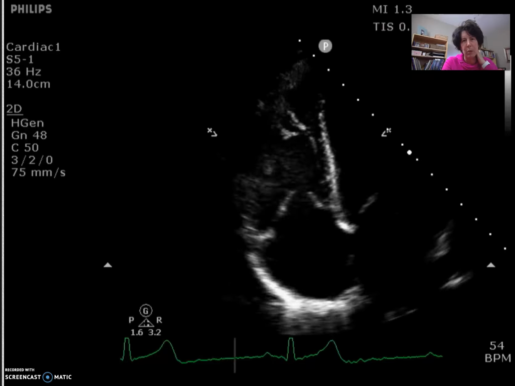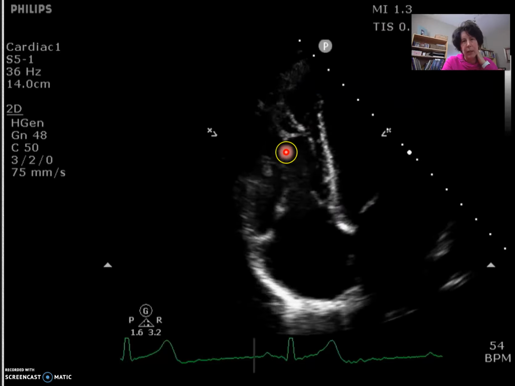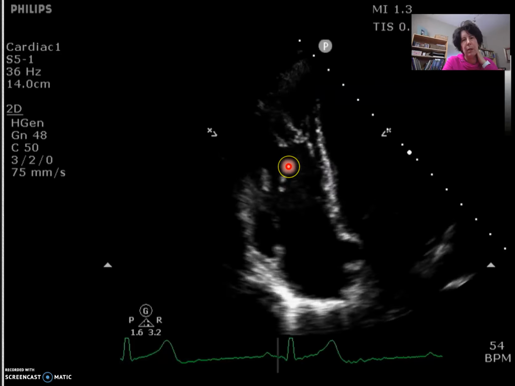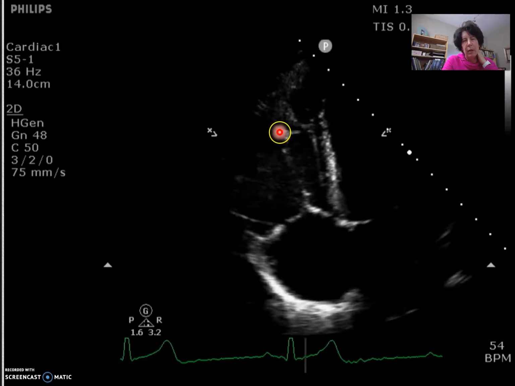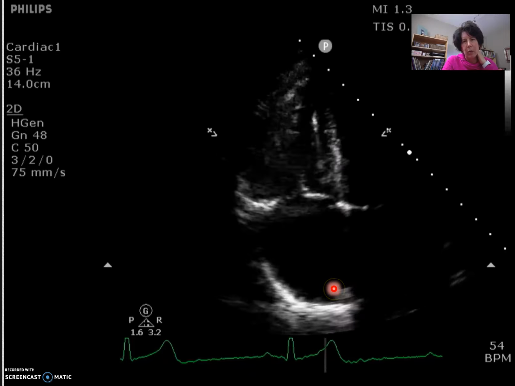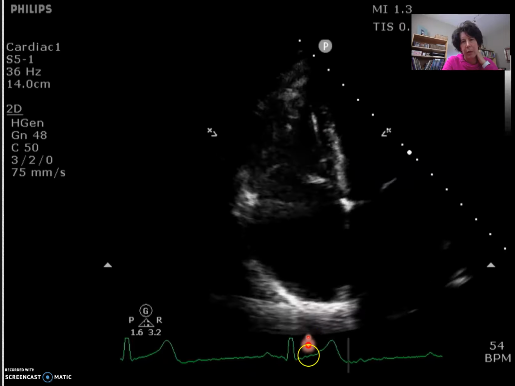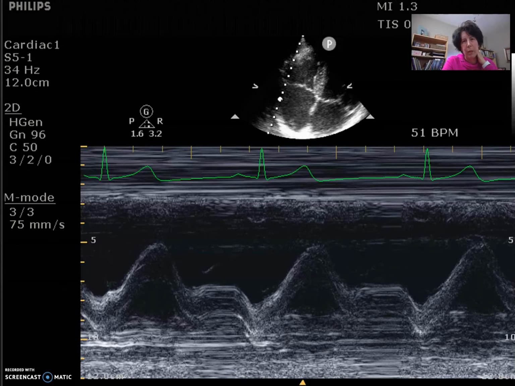This is a more RV-centered view. You can see all the structures in the RV, and that's quite normal to see those bands. It's called the moderator band. This is a TAPSE. We will teach you how to do that. It's an M mode through the base of the right ventricle, so tricuspid annular plane systolic excursion, and that gives you a quantitative interpretation of how well the RV base is moving.